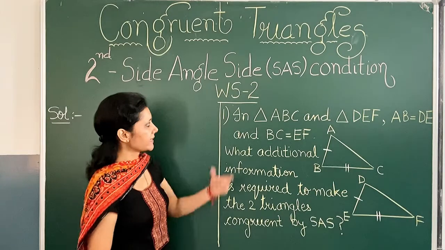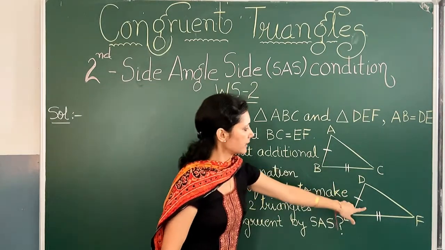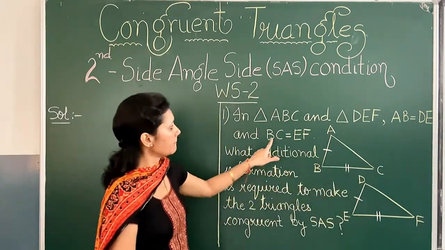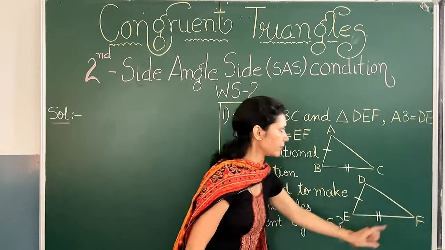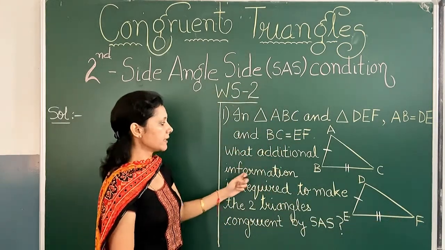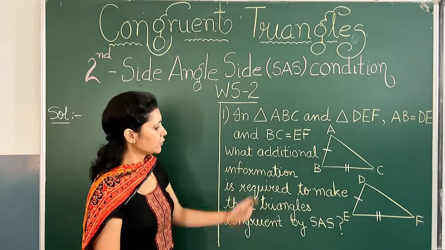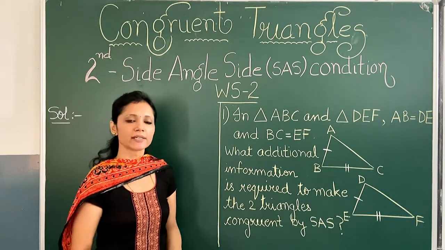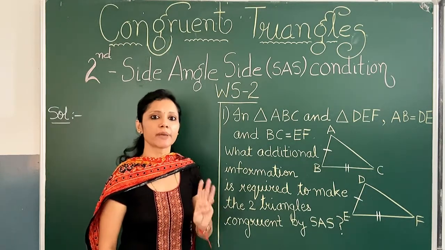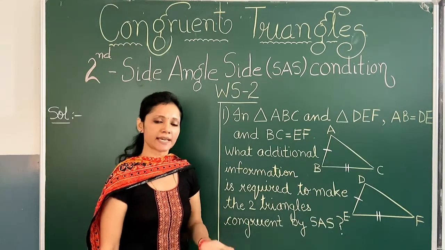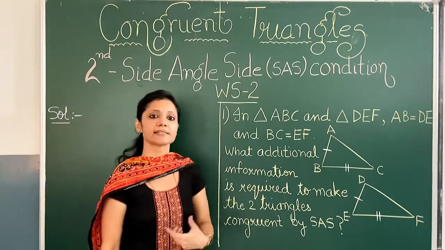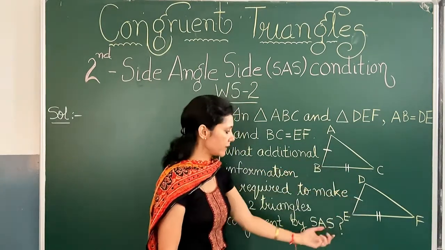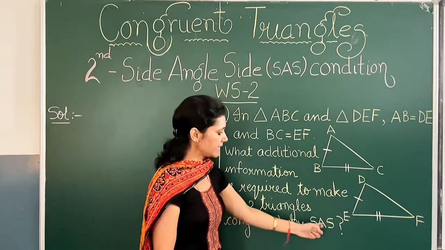The first question says, in triangle ABC and triangle DEF, AB is equal to DE and BC is equal to EF. Now the question is, what additional information is required to make the two triangles congruent by SAS condition? As we know that in order to make two triangles congruent to each other, we need three pairs of information. Either they are side, side, side or they are SAS, that is side angle side. Now in this question they are saying that we have to prove these two triangles congruent by SAS condition. That means side angle side condition.